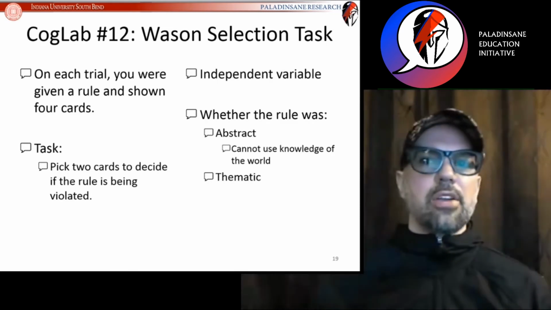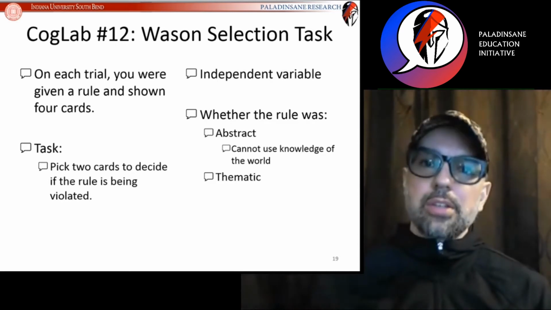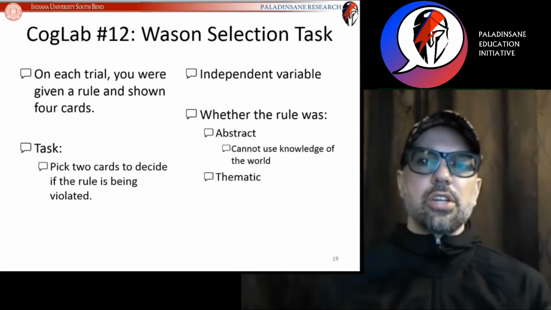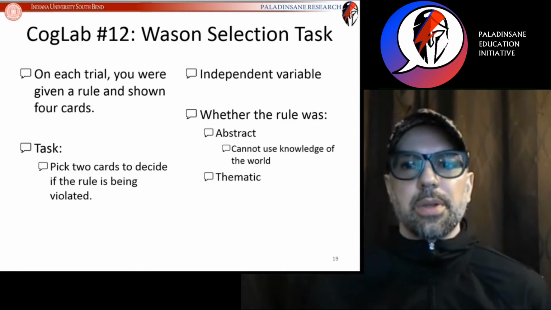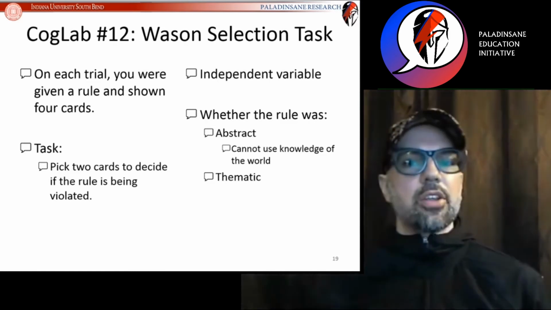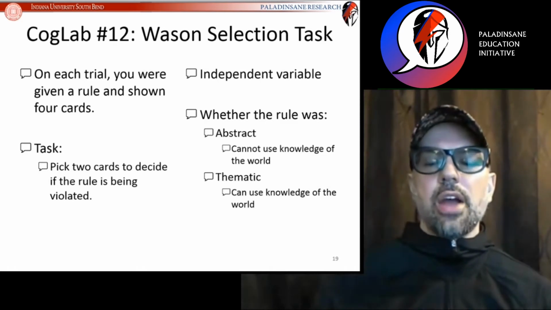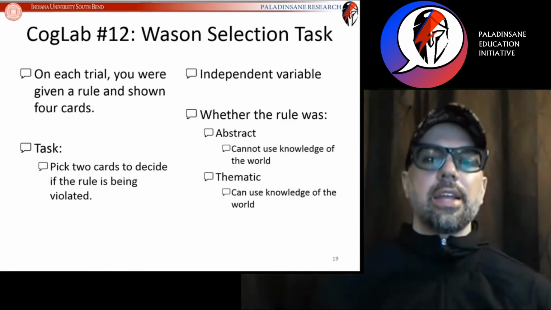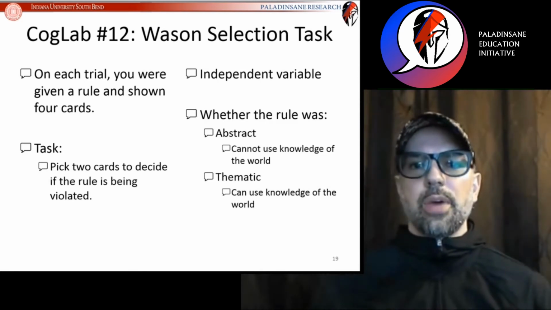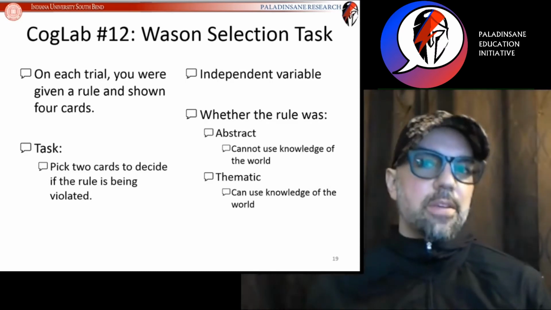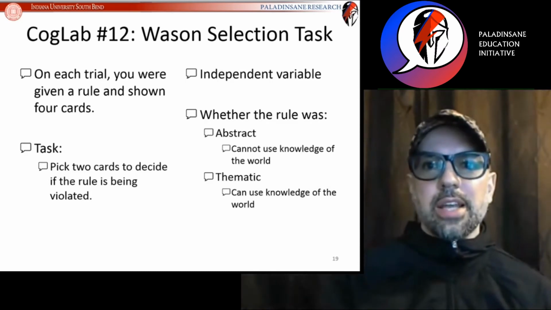So the abstract rule had no context that you could bring to the situation, nothing you could use from your previous experience. On the other hand, the thematic rules did have that context. They did have knowledge of the world that you could bring in to help you answer that situation. So we've sort of experienced these so far in today's lecture.